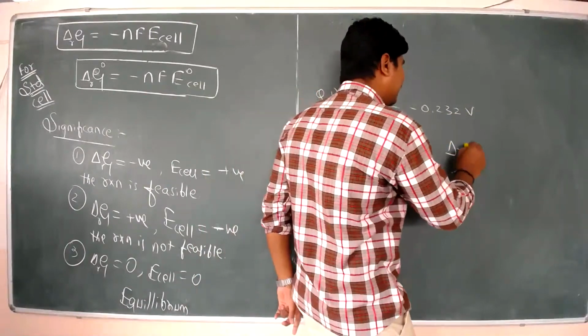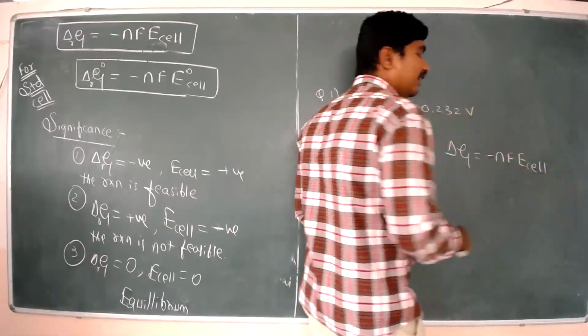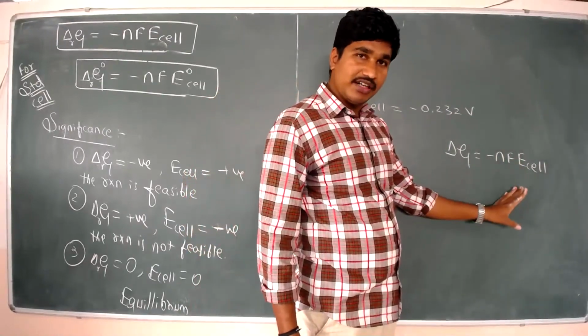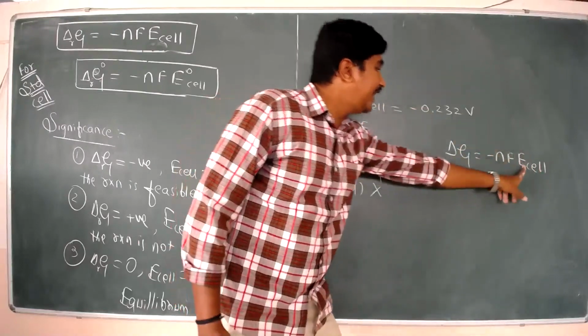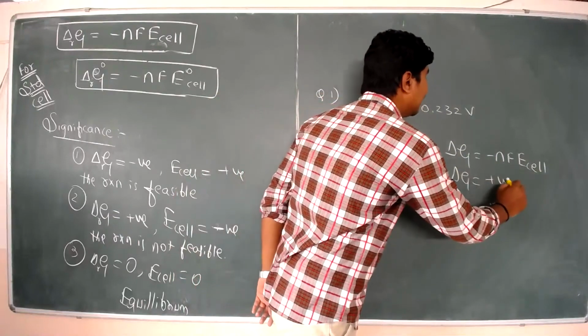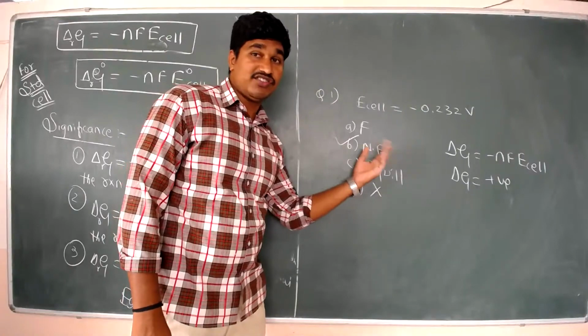Here the question is: delta G is equal to minus nFE cell. Right? n is fixed for a reaction. F is fixed for a reaction. Both are constant. Here it depends upon E cell. Here E cell is negative. Negative into negative is positive, which means we are getting a positive delta G value. Delta G is positive means the reaction is not feasible.